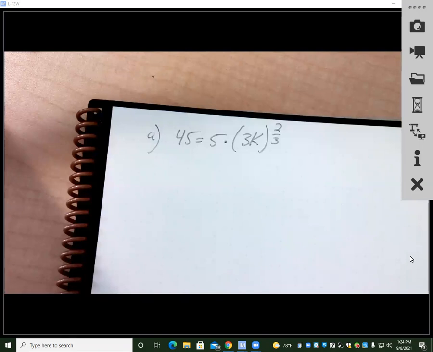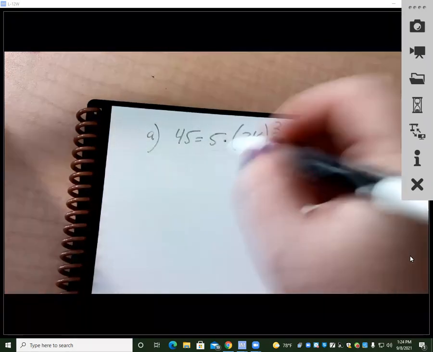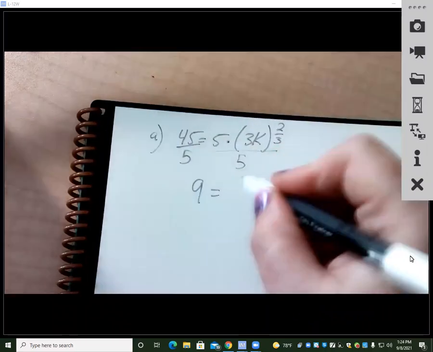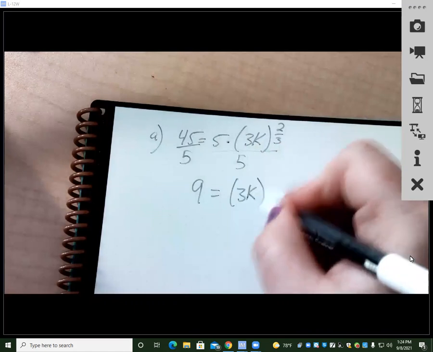Okay, someone tell me what my first step should be. Cedric? Divide by 5 on each side. I agree. 5's not being raised to the exponent, so let's get rid of it. Make our lives way easier. Divide by 5, divide by 5. So now I'm looking at 9 equals 3k to the 2/3 power.